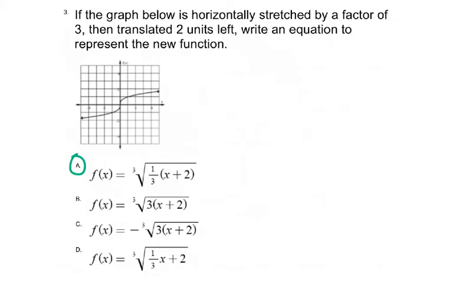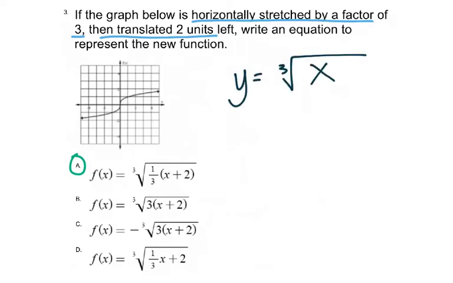Okay, same thing with this one. The graph below is horizontally stretched by a factor of 3. It's then translated 2 units left, and then we want to write a new equation. So the original would have looked like this. Okay, whenever it says horizontally stretched, that's when you put the number in front of x inside something. And because it was a factor of 3, that's when we do 1/3. If you don't believe me, go back and look at the rules that we went over in a previous lesson.